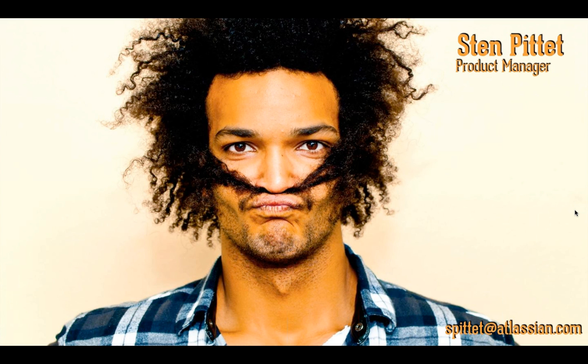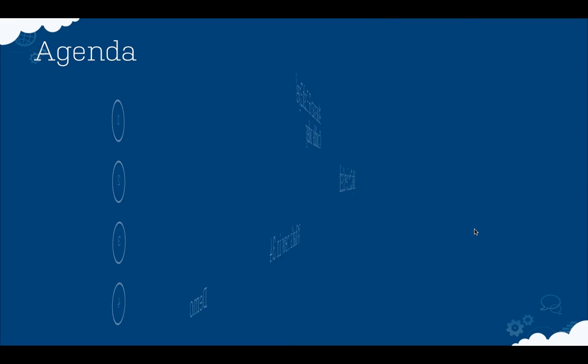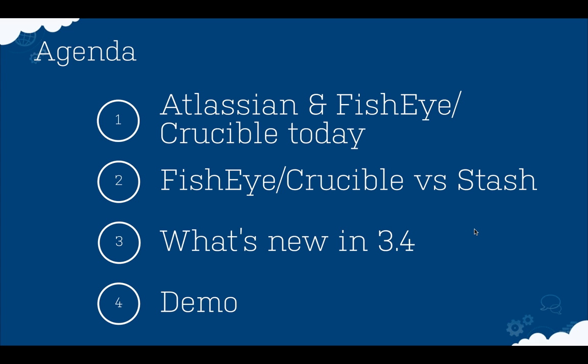end of this webinar. So as I said, the agenda will cover what Atlassian looks like today and what FishEye Crucible is about. But we'll also look into FishEye Crucible and Stash, because we know that when we introduced Stash a couple of years ago, people were a bit confused as to which offer was doing what and which one was the best for them. Then we'll look into the new things that we added in FishEye 3.4, the latest release that we have, and I'll do a live demo of some of the features that I'll be talking about.